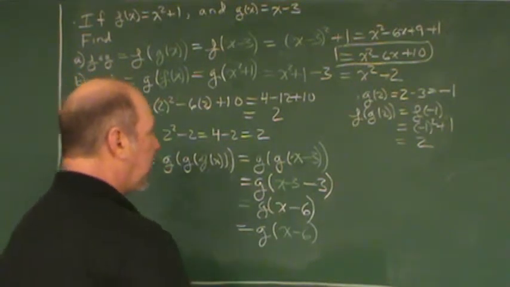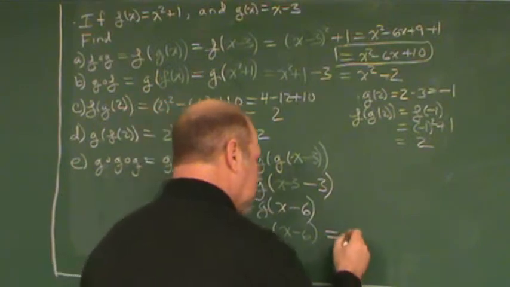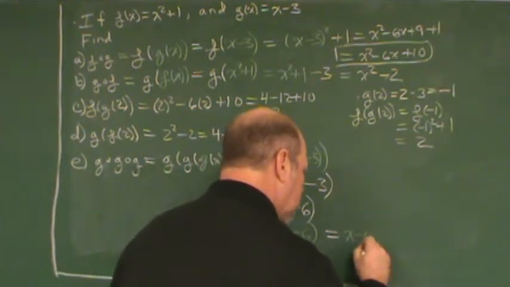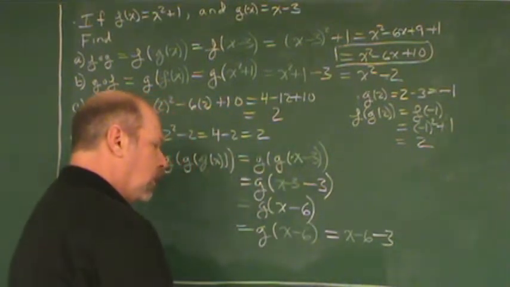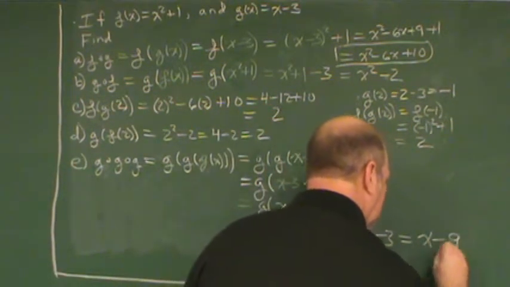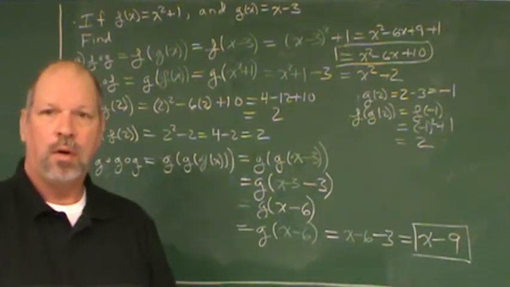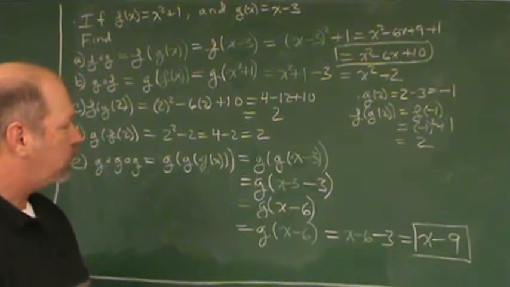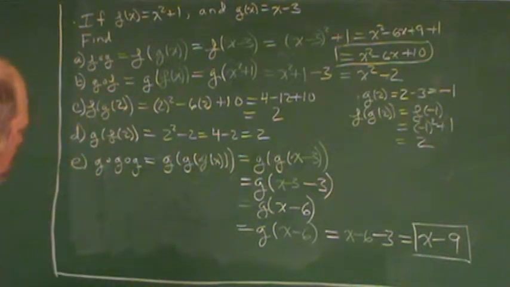Now, that gives me x, and now my x is x minus 6, and then I have the minus 3. And then combining like terms, this turns into x minus 9, which is our final answer. All right, well, so let's go over this one more time because it is kind of tedious.